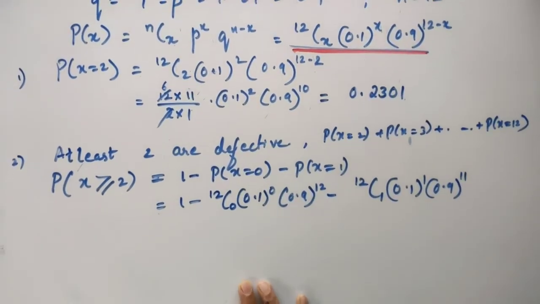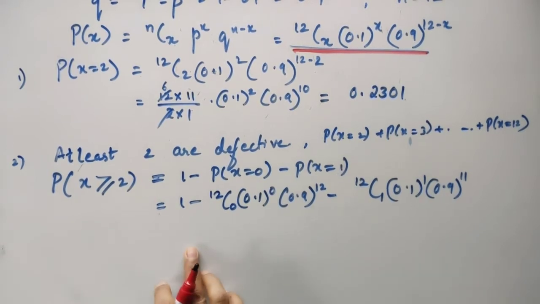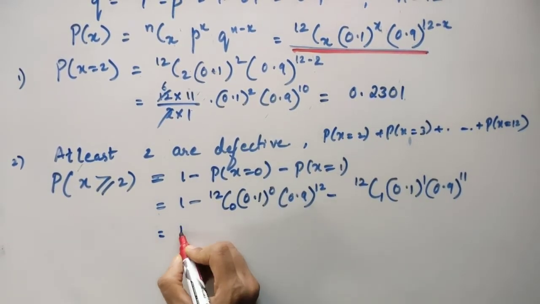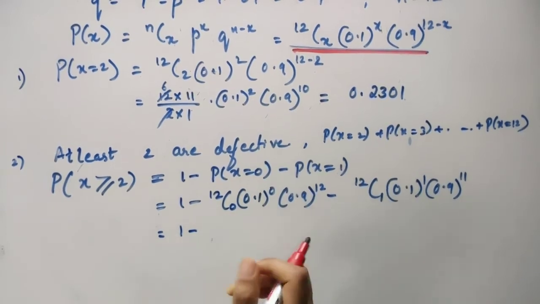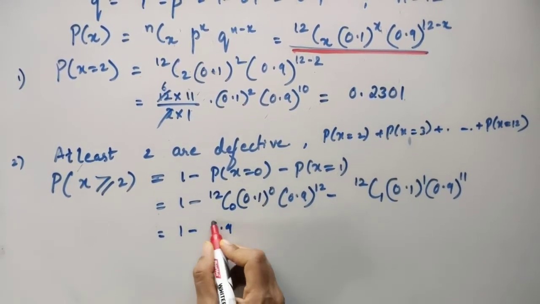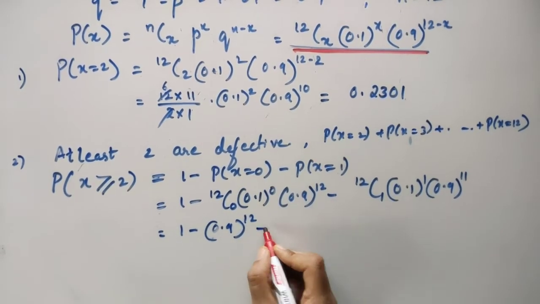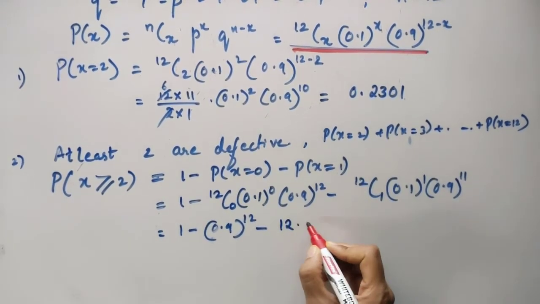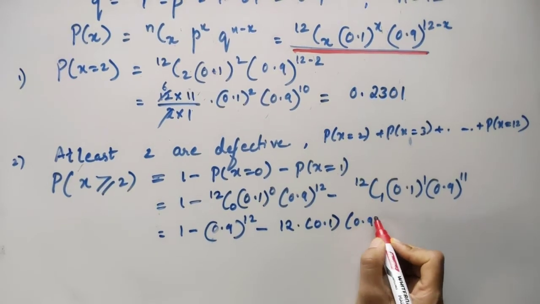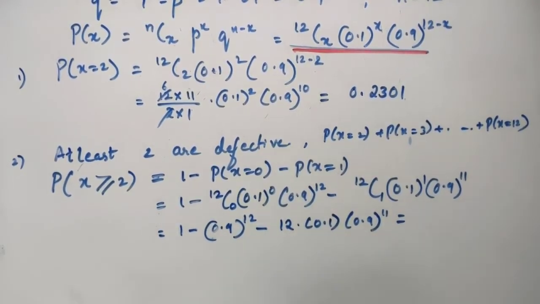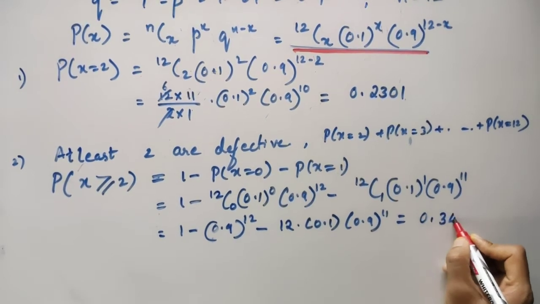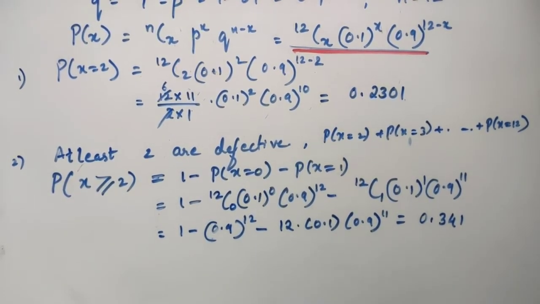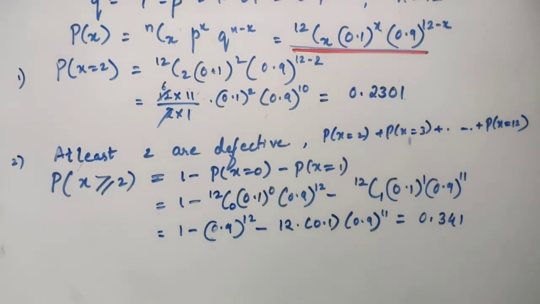Now use your calci to verify and simplify this expression. If you simplify this, it will be 1 minus 12C0, which is 1, 0.1 raised to 0 is also 1, so it will be 0.9 to the power 12. Use your calci to find out this big number. It's point something. And then 12C1 is 12 into 0.1 into 0.9 to the power 11. So use your calci to evaluate it. It comes out to be 0.341. So you should be getting the probability of at least 2 defective as 0.341. So the first answer is this, and the second value which we have evaluated is this.